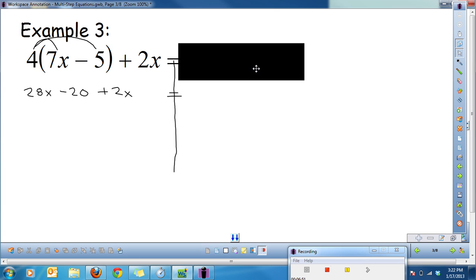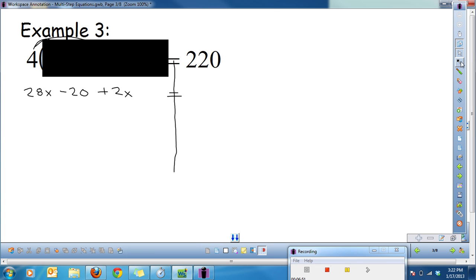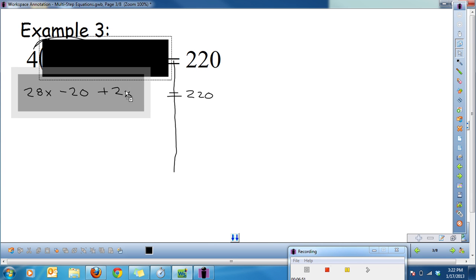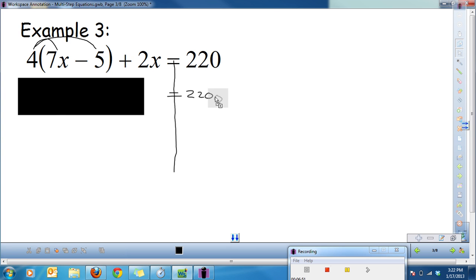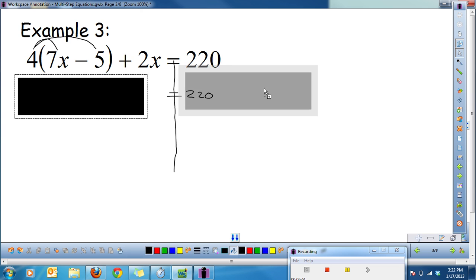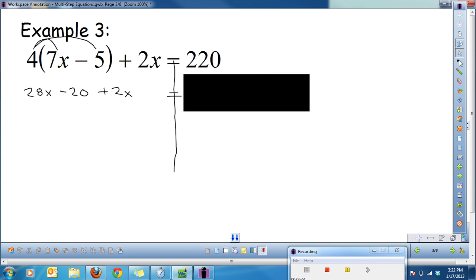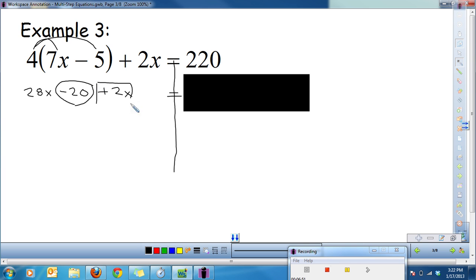Then I'm going to go back over here and say, okay, is this side simplified? Yes. It's just a 220, so I'm going to bring it down. Then I need to repeat the process again. Is this side simplified? No. Right now I have some like terms that I could combine. I have a negative 20, and then I also have a 2x and a 28x, and I can combine those. So 28x and 2x gives me 30x minus 20.